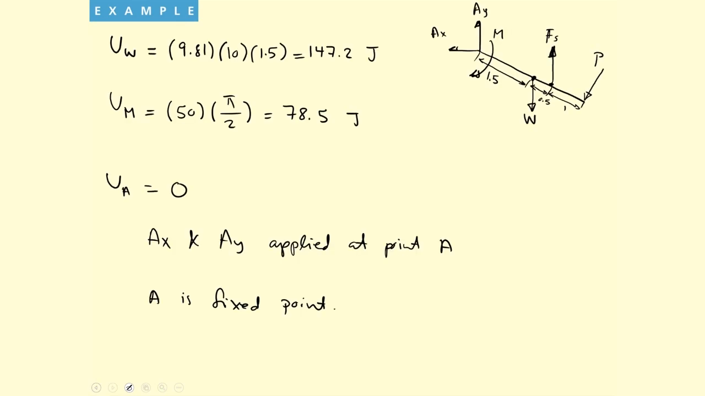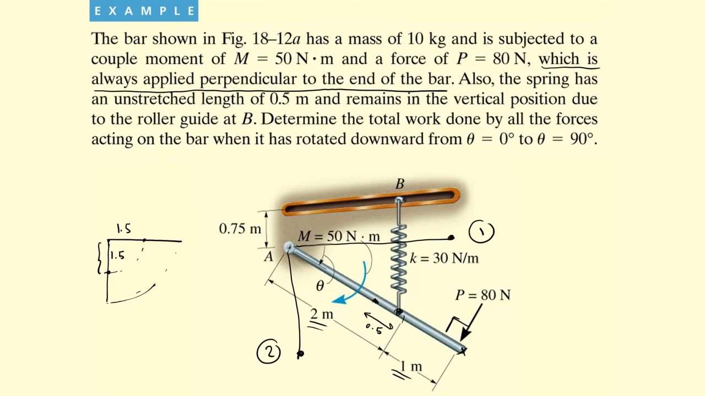The next thing we have is the spring force. Now, look at this. The spring force, I know the distance. Where is it located? What I need to do first is to find the amount of stretching in the spring. Look at the problem. It says that the spring has an unstretched length of 0.5. Therefore, I need to find the spring length at position 1 and position 2. At position 1, you can see that the length is going to be from here to here, and this equals 0.75.